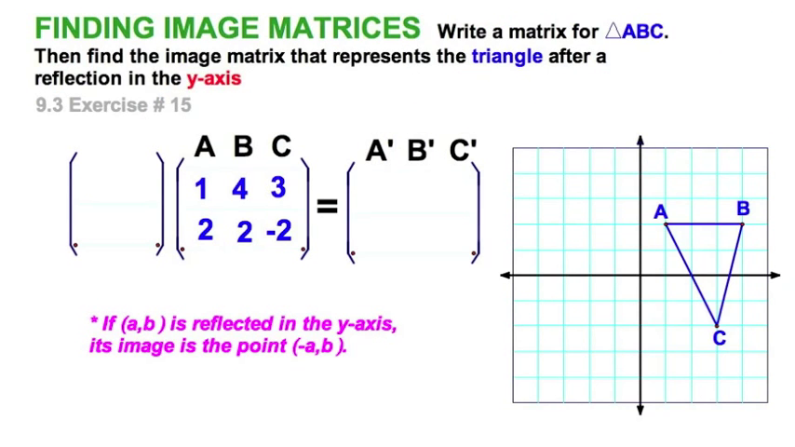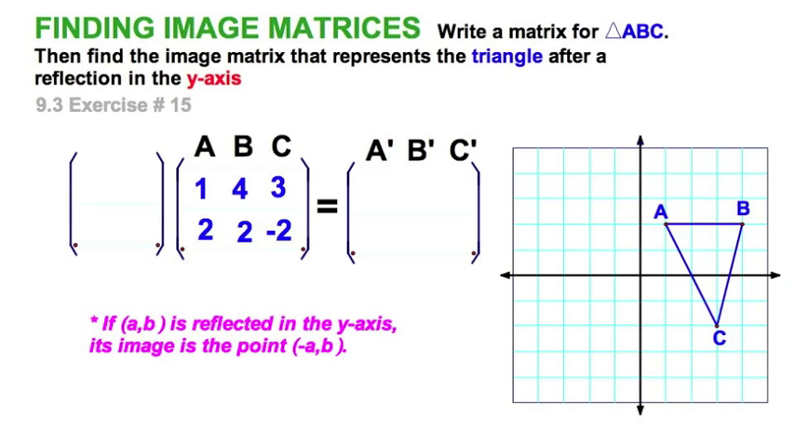And here, let's do another matrix sample here. We're given this matrix for the pre-image, that's triangle ABC in blue. Here, 1, 2. And over here we have B with the coordinates 4, 2. And C, 3, -2 in the fourth quadrant.